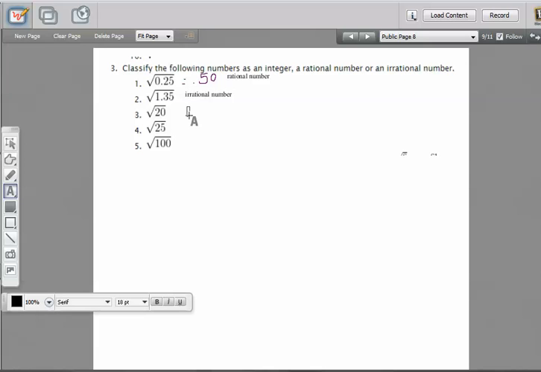The square root of 20, again, that is an irrational number. The square root of 25 is 5, so that is an integer, which is also a rational number. And the square root of 100, again, that is 10, so that is an integer as well, which is a rational number.